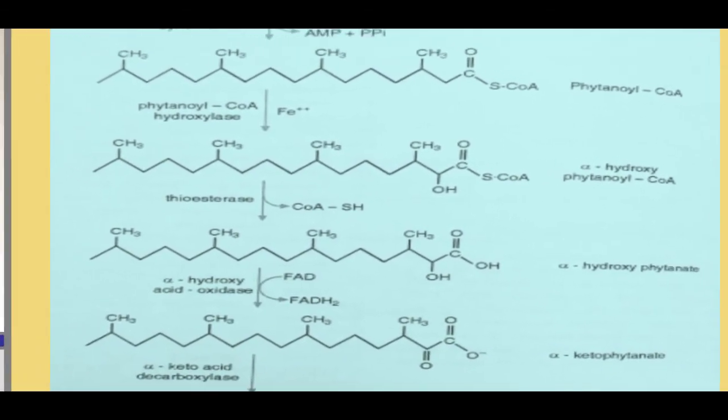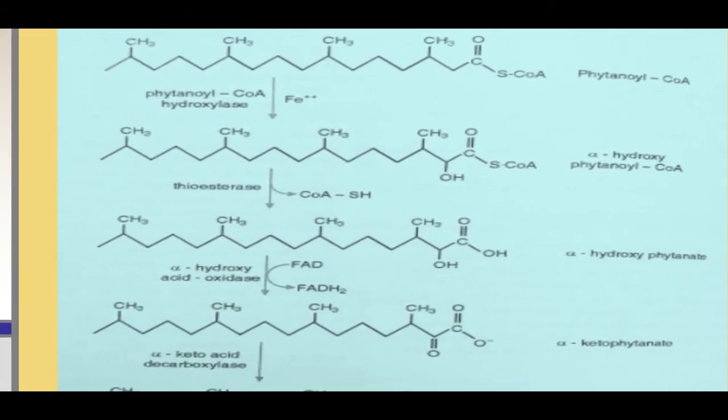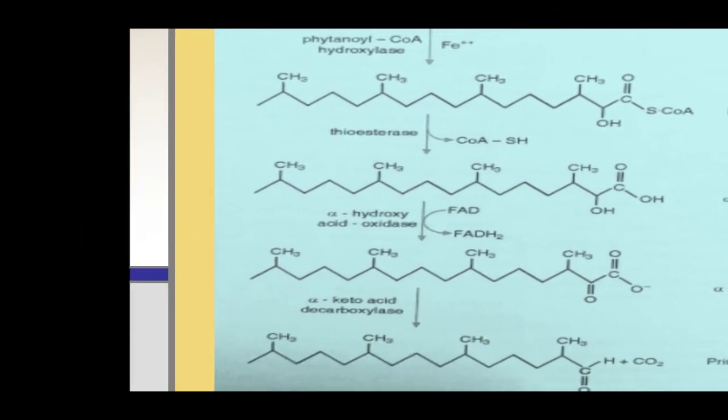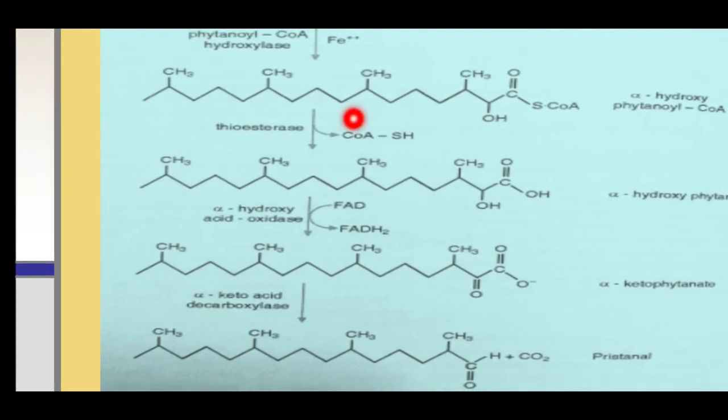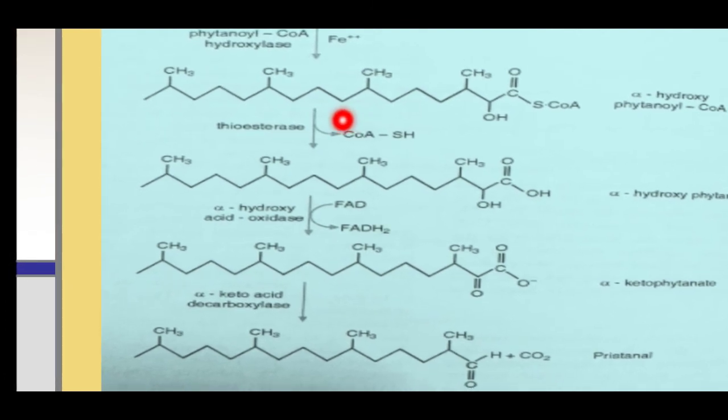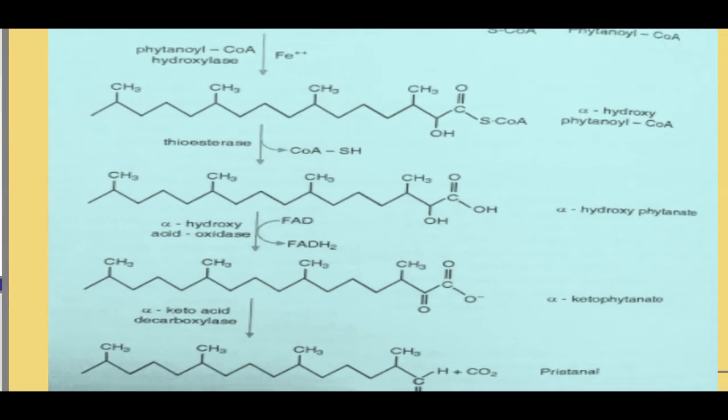In the third step, the enzyme thioesterase hydrolyzes and liberates the coenzyme A, producing the alpha hydroxyphytanic acid. This alpha hydroxyphytanic acid is oxidized by alpha hydroxy acid oxidase and FAD to produce the alpha ketophytanic acid.